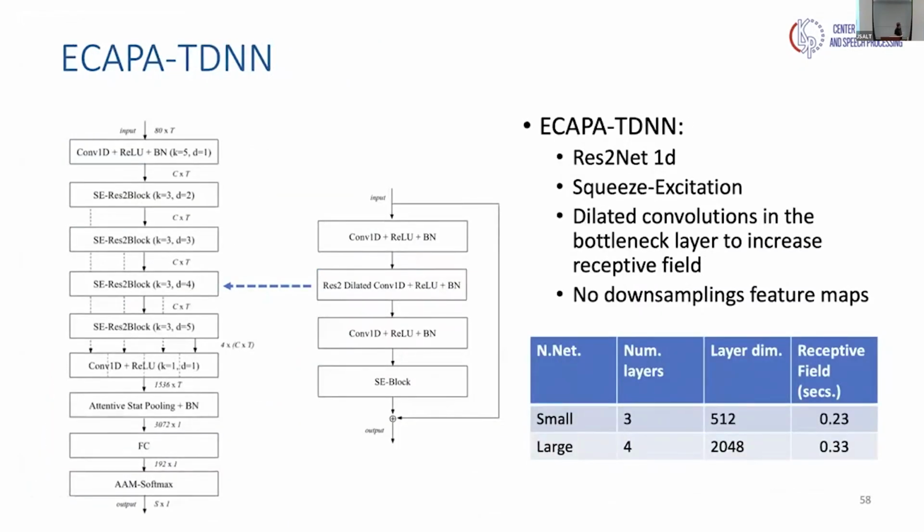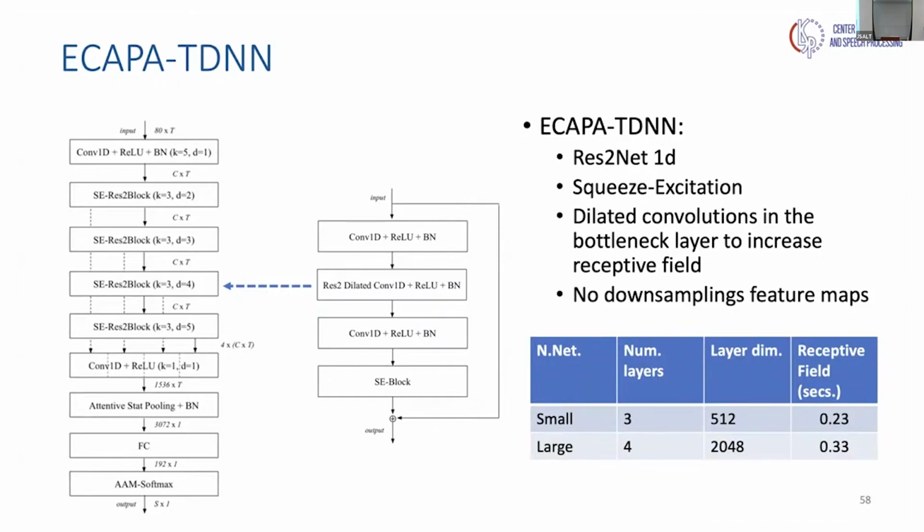So another network that came up later was ECAPA-TDNN. Basically, ECAPA-TDNN is a Res2Net network, but using one-dimensional convolutions. It's kind of a mixture between a TDNN network and a Res2Net network, because in the 2D ResNet network, you have these downsampling steps that are used to increase the receptive field. And here, there are no downsamplings along the network architecture, but you have dilation in the convolution. So basically, this network replaces downsamplings by dilations.